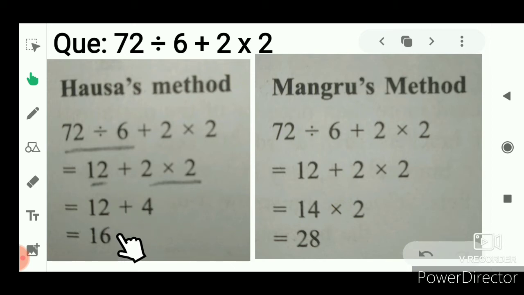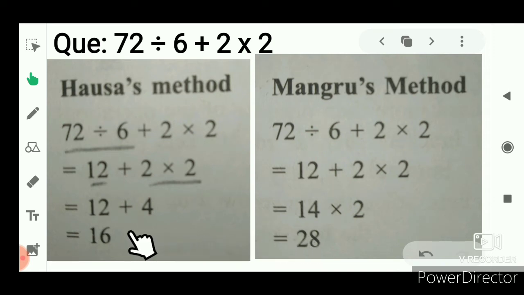So one can solve it this way, or another student can solve it as 72 divided by 6, that is 12, then plus 2 into 2. Now he will add 12 plus 2, that is 14, into 2. 14 into 2 will give 28. So two students can solve it in two different ways. Then the answer is different for the two students. Then which is the right answer, 16 or 28?